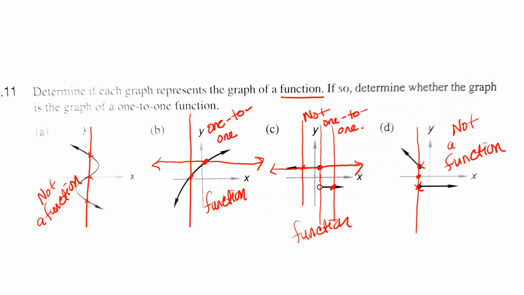Okay, so I hope that makes sense. Vertical line test for a function, if it only hits the graph one time, it is a function. If it hits it more than once, it's not a function. If you have a function, then you can check for one-to-one function by using the horizontal line test. If it hits only once, it is a one-to-one function. If it hits it more than once, it is not a one-to-one function.